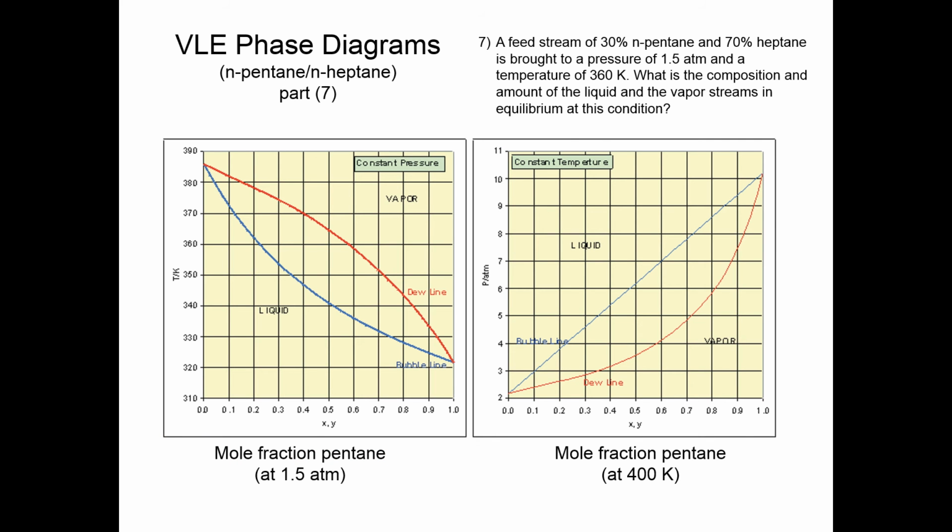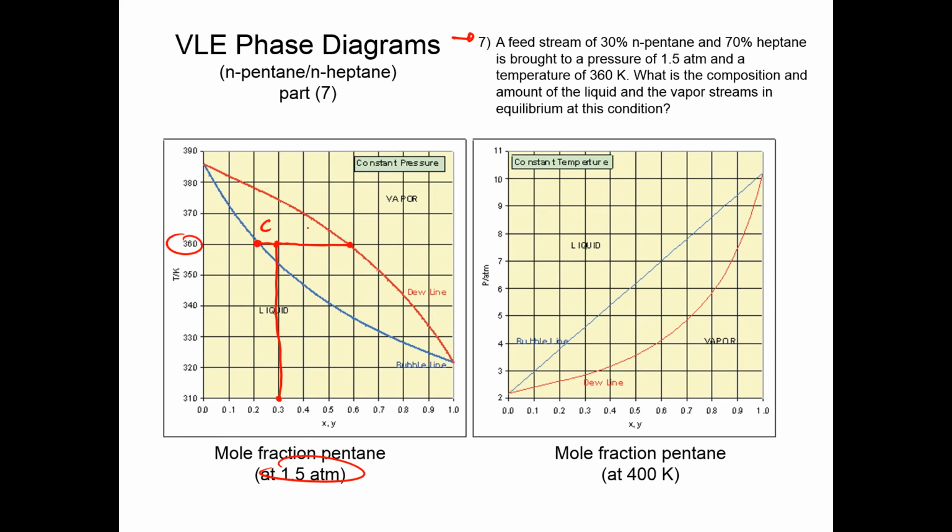So let's do this for this number 7 now. A feed stream of 30% N-pentane is brought to a pressure of 1.5 atmospheres and a temperature of 360. Okay, so there's my temperature, and I started out with 30%. So I'm just going to climb this until I intersect with the temperature, and then I have my vapor and my liquid that's going to result from flashing this mixture.